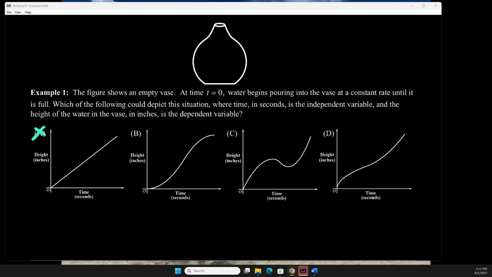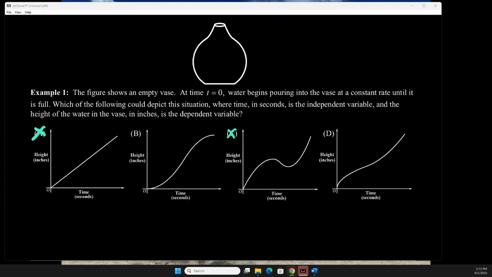Okay, let me ask you another question. So we're pouring water into this. Is that height ever going to decrease? Yeah. The height is going to decrease if you're pouring water in? Okay, so which one can we mark out? C. C, because we have a section where the height's decreasing right there. That doesn't make sense for this vase, for any vase, unless you start pouring out and pour it in.